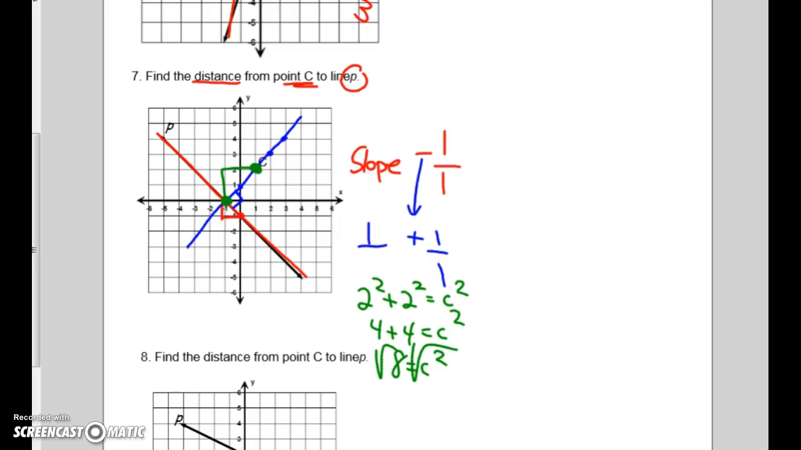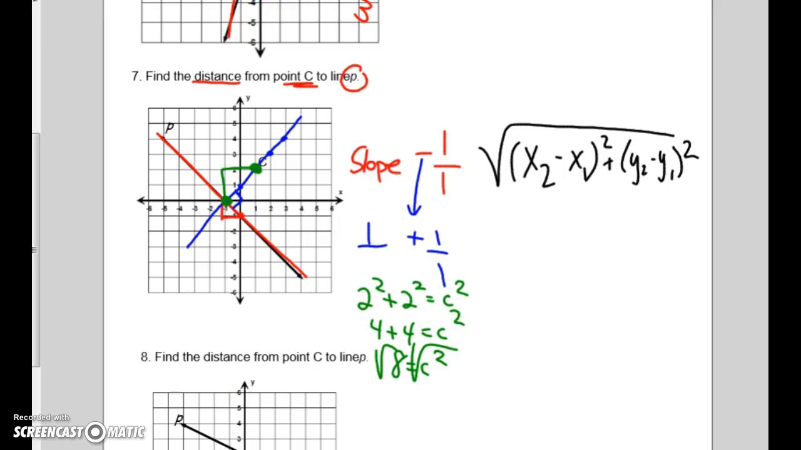Or, remember, I could go back to using the distance formula, which is x2 minus x1 squared plus y2 minus y1 squared. And the 2 points I want to use is this one, which is 1, 2, and the other point is this one here, which is negative 1, 0. So if I come back in and I want to plug it in, here's my x, here's my y, here's my x, here's my y. This is point 1, this is point 2.